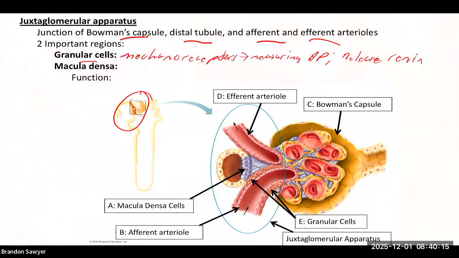And then we have the macula densa cells, and we can see those macula densa cells here, right? So those are in the walls of the distal tubule. Okay, so you see that distal tubule coming up next to the glomerulus here. All right, and so these are chemoreceptors. Okay, and so these are measuring the sodium concentration in the filtrate.